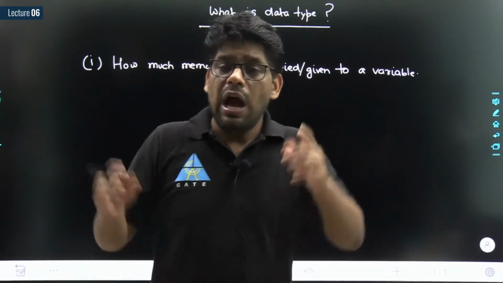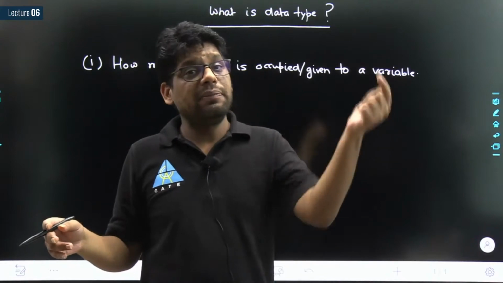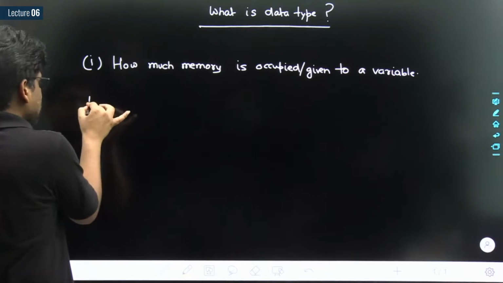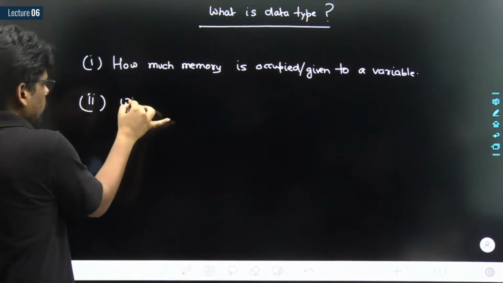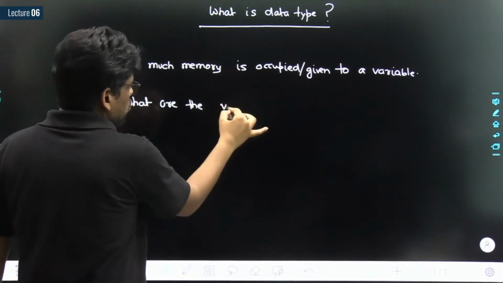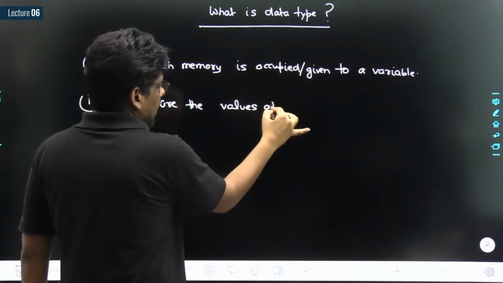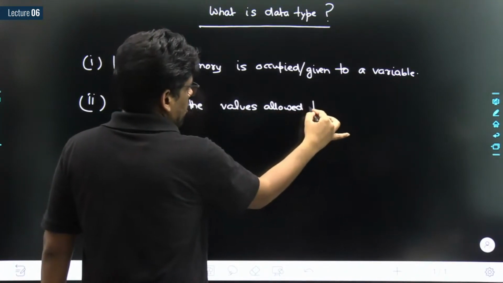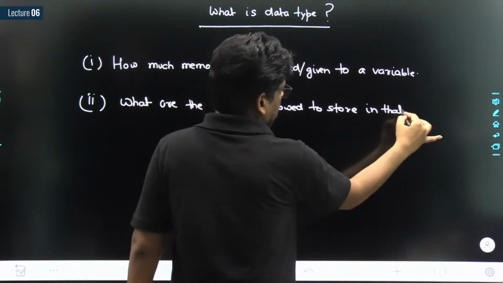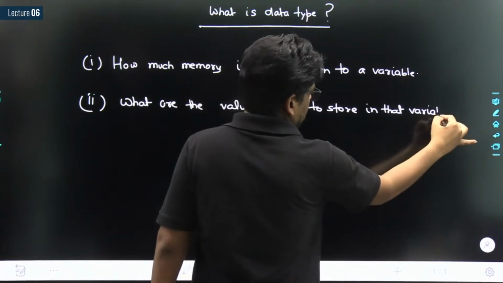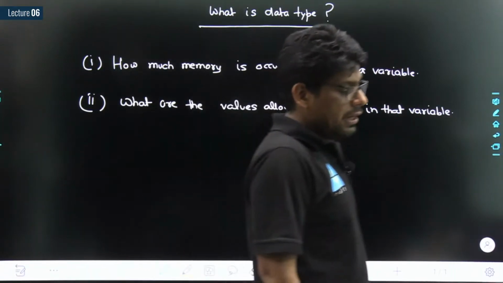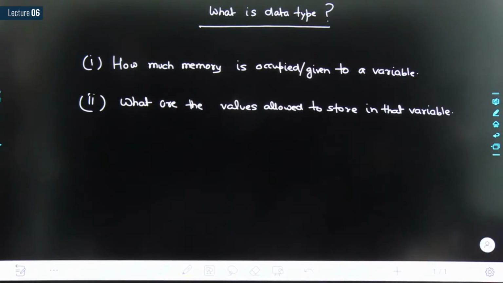The very first thing: how much memory is occupied by that particular variable. Okay. And the second thing it specifies is what are the values allowed to store in that variable. Sir, data type is related to variable. Please note it down.